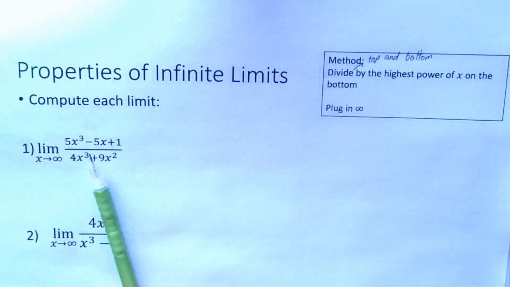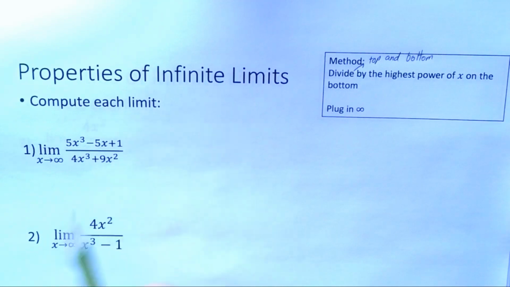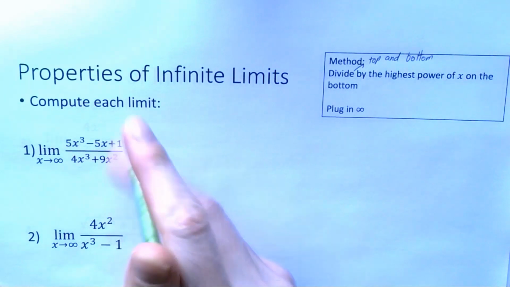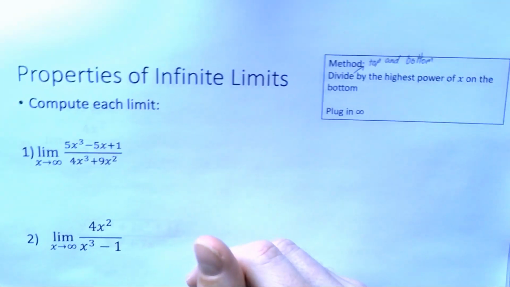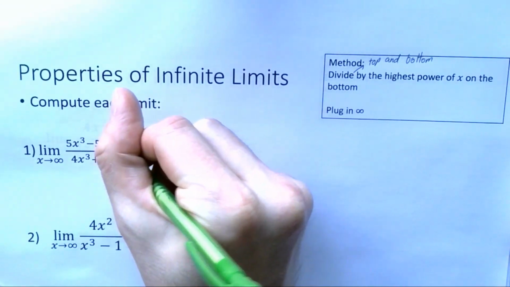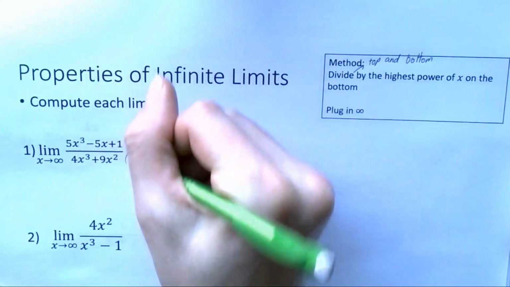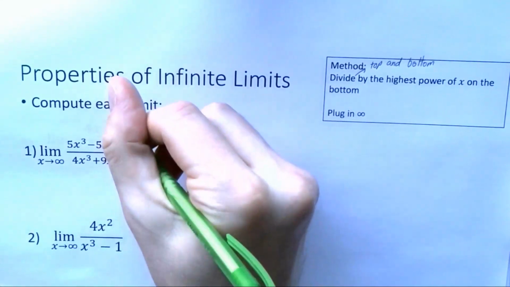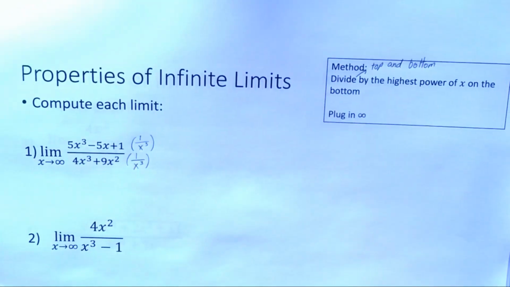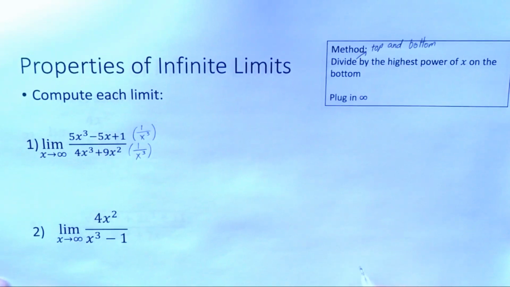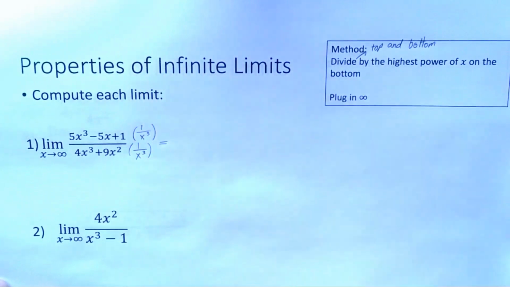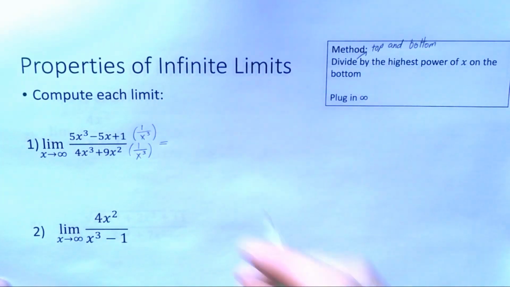So if we look at this first limit right here, the highest power of x on the bottom is x to the third. So we're going to divide the top and bottom by x to the third, which, dividing is the same thing as multiplying by 1 over, so that means multiply the bottom by 1 over x to the third and multiply the top by 1 over x to the third. So this is the same idea as you used a long time ago when you simplified fractions.